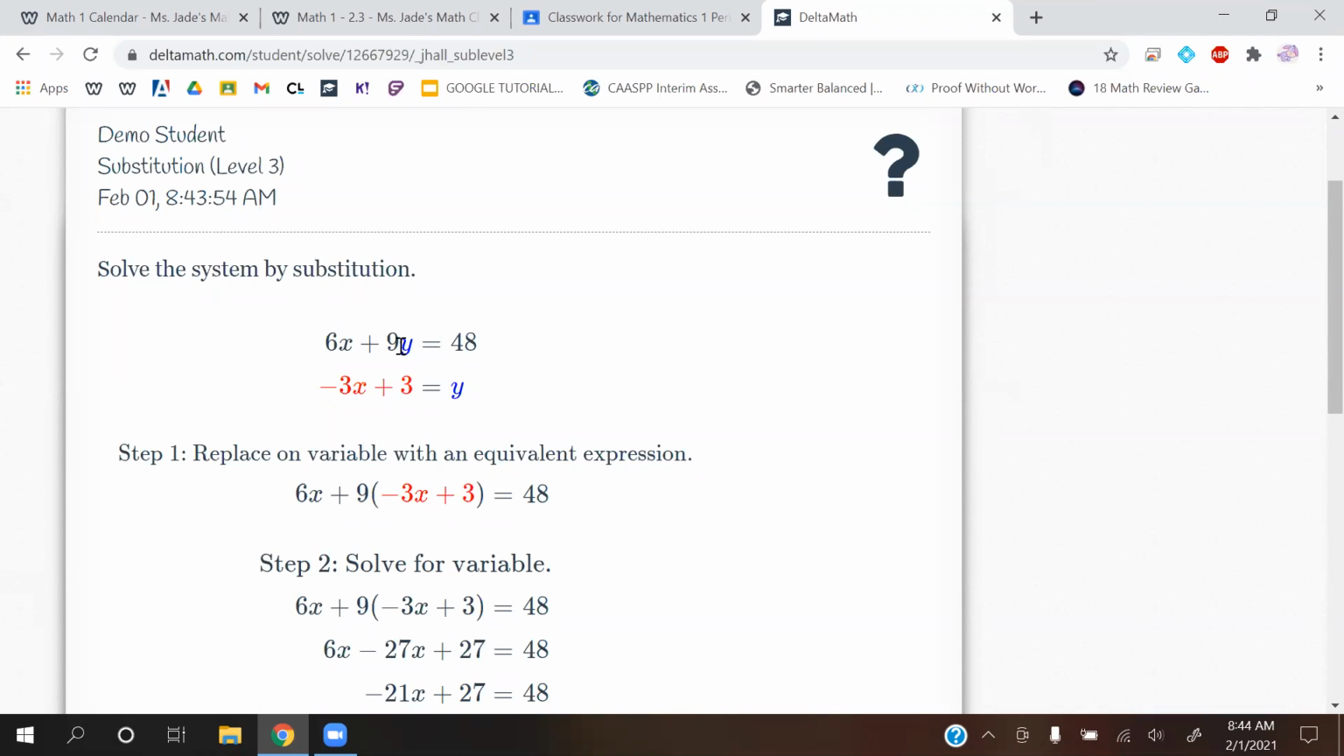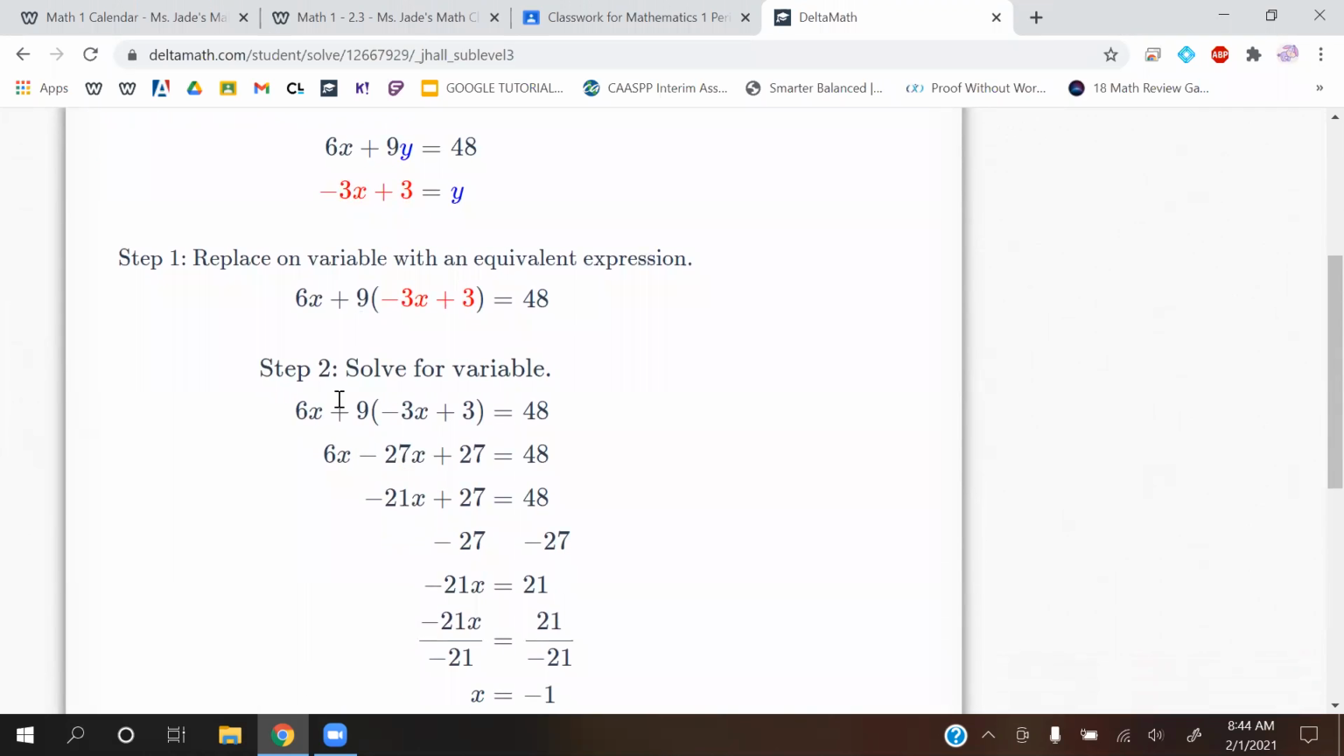And so then you go look at the other equation. Here's y, but I'm not going to write y anymore. I'm going to write what y is equal to. Y is equal to negative 3x plus 3. So you can see the 6x plus 9y equals 48 equation, except instead of the y, they wrote negative 3x plus 3. They substituted it because you don't want to write your y anymore; you want to write what y is actually equal to. So we put it in there, and then they solve. They rewrote the equation.